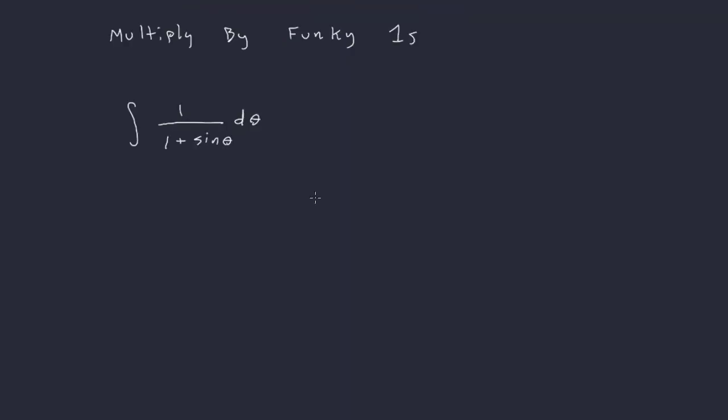All right, another sort of advanced technique is what I like to call multiplying by funky ones, or funky versions of ones. Now, you've seen this before in Calculus 1 with limits, and that would be your conjugating factor stuff. So this is similar to the conjugating factors from Calculus 1.